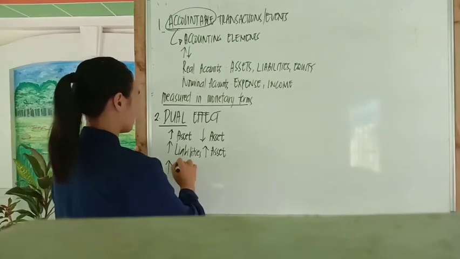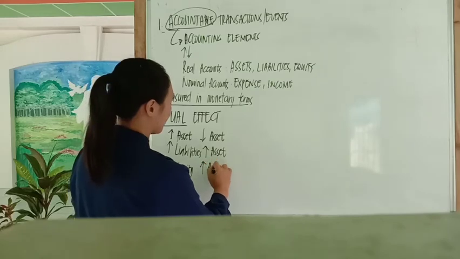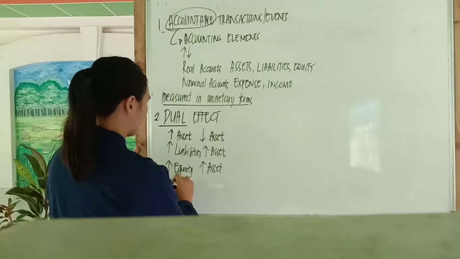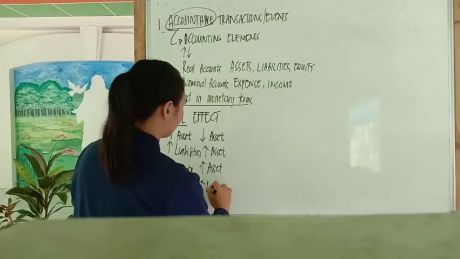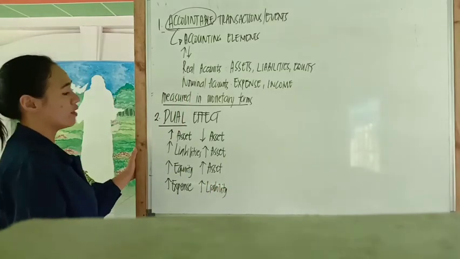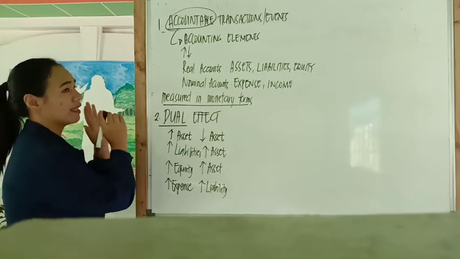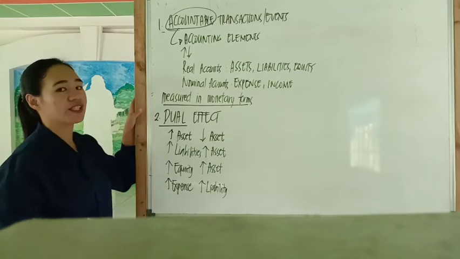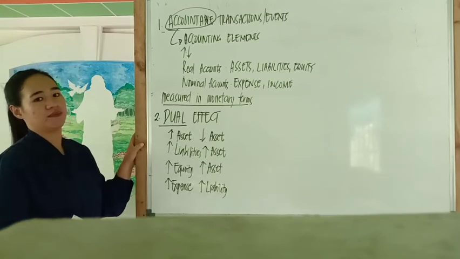Increase in equity and then increase in asset. Increase in expense. Increase in liability. Ayun, so these are some of the examples of the dual effect. So, may dalawang side. Always two sides yan. And then, in every transaction, always may dalawang effect.